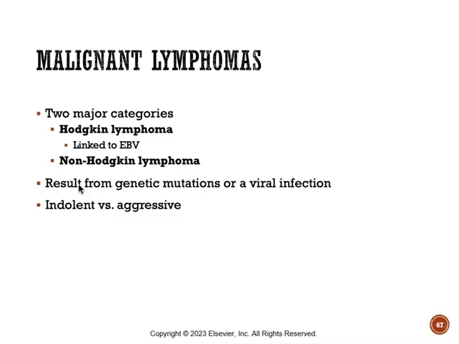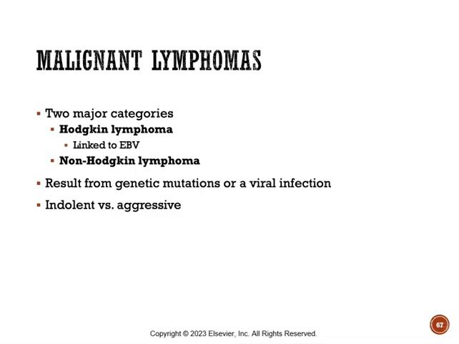We classify malignant lymphomas into 2 major categories, which is Hodgkin lymphoma and non-Hodgkin lymphoma. Hodgkin lymphoma is often linked with that Epstein-Barr virus, just like we saw with infectious mononucleosis, and is characterized in this case by the presence of something known as Reed-Sternberg cells. We're going to take a look at that in the next slide, I believe. And typically it's going to follow a pretty predictable spread from one lymph node to another and has high survival rates if it's treated early.